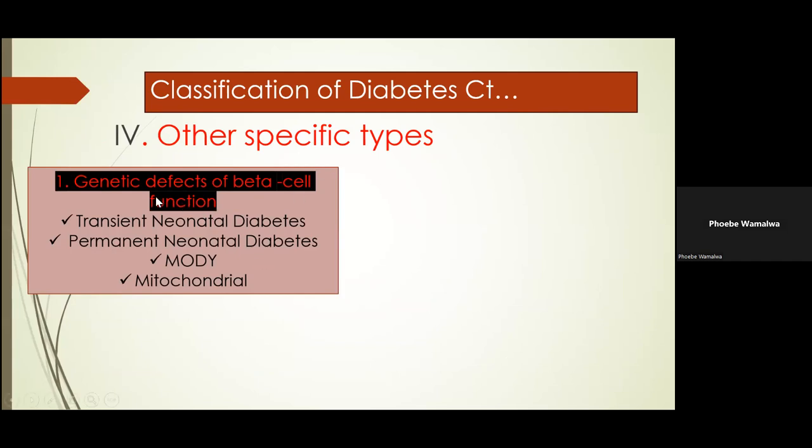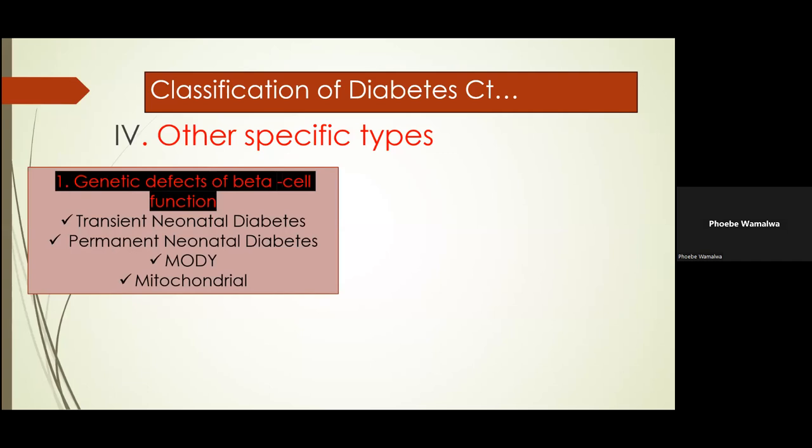So the first specific type of diabetes we're going to look at is diabetes that comes as a result of genetic defects of the beta cell function. And this could be as a result of perhaps a defect in the potassium inward rectifying channel or a problem with the glucose uptake in the beta cell or the transcription factors. A number of these defects can either give you neonatal diabetes that is either transient or permanent. It can also give you what we call MODY or maturity onset diabetes of the young. We shall briefly touch on that before we finish.